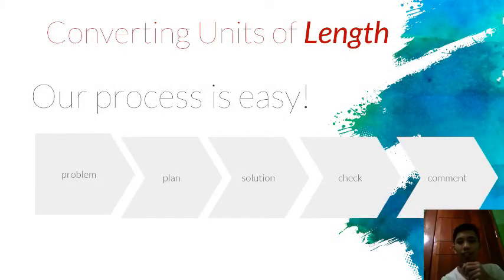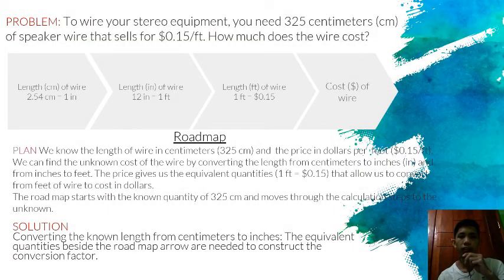Okay, bonus. Let's convert some units. Our process is easy when we follow a systematic approach in solving a chemistry problem. It involves the problem, the plan, solution, check, and the comment. Alright, let's solve this problem. To wire stereo equipment, you need 325 centimeters of speaker wire that sells for $0.15 per foot. How much does the wire cost?